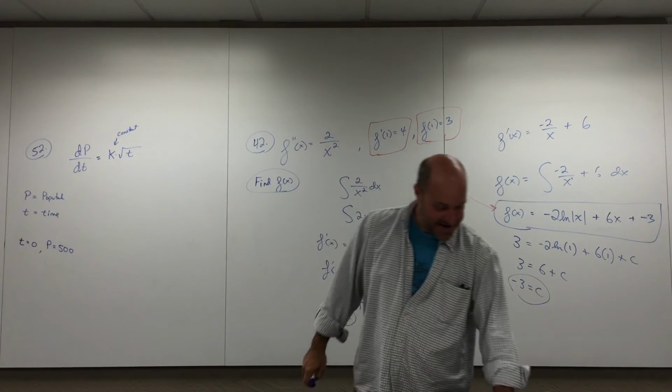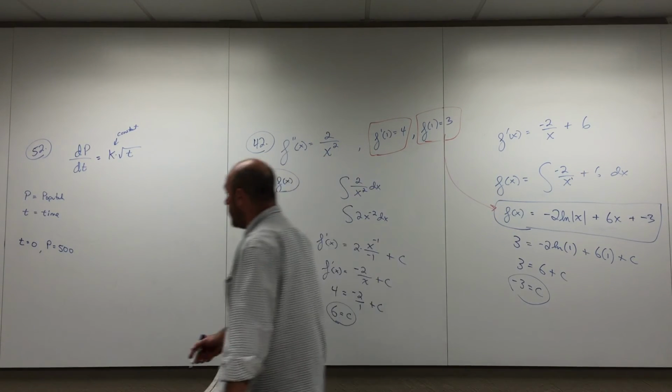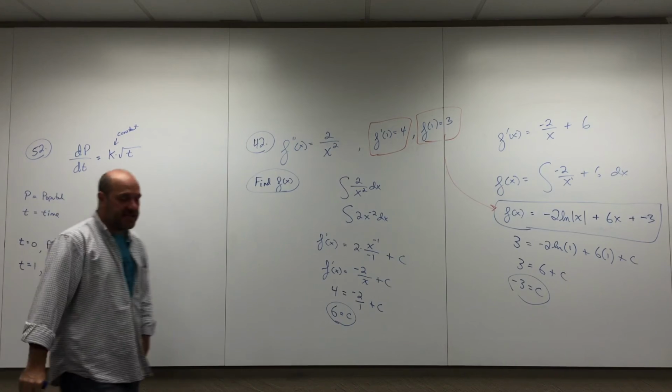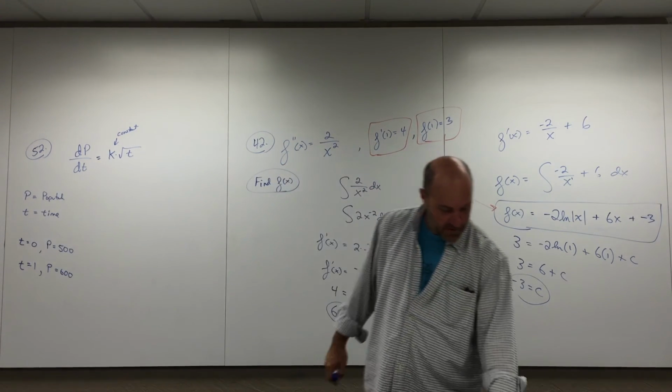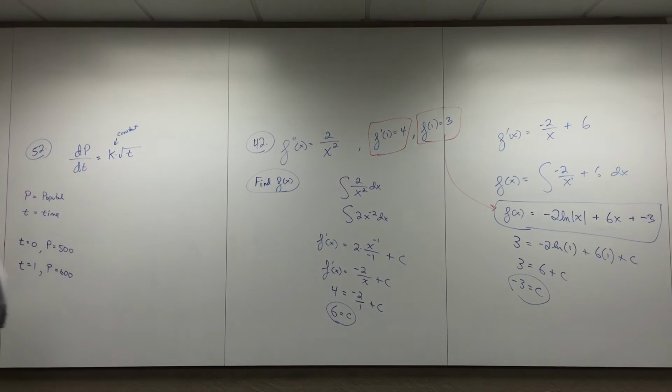See what else they tell me. After 1 day, the population is 600. Let me write that down. Population of bacteria, t is days. What's the question now? Estimate the population after 7 days. Okay, so now they want the population after 7 days.